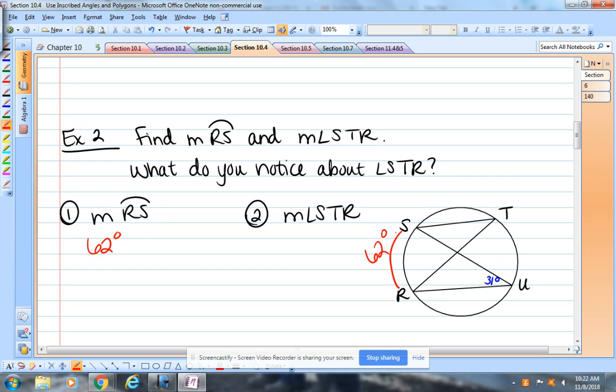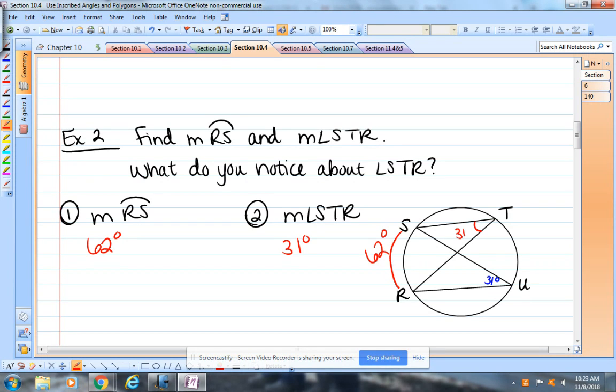So the next thing it wants us to find is the measure of angle STR. STR. This angle T right here. This inscribed angle. Well, what do you notice about it? It's also intercepting the same arc, isn't it? Y'all see that? They're sharing that arc because this angle intercepts this arc and this angle intercepts that arc. So what's its measure? It's going to be half of 62, which is 31 degrees.